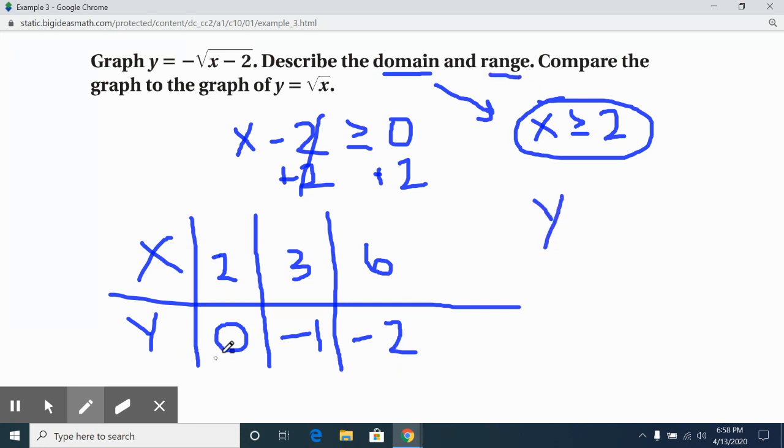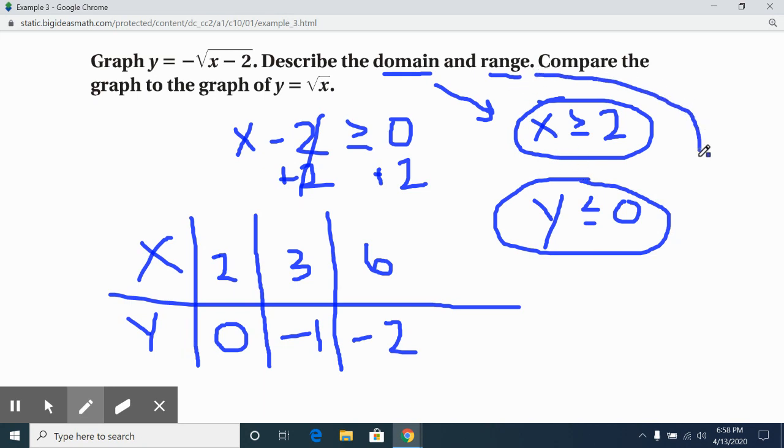My range is starting at 0 and going down from there. So my range this time is going to be y is less than or equal to 0, because it starts at 0 and goes down from there. So my range is here: y is less than or equal to 0. Hopefully that makes sense to you. That is all you are going to focus on in IXL right now.